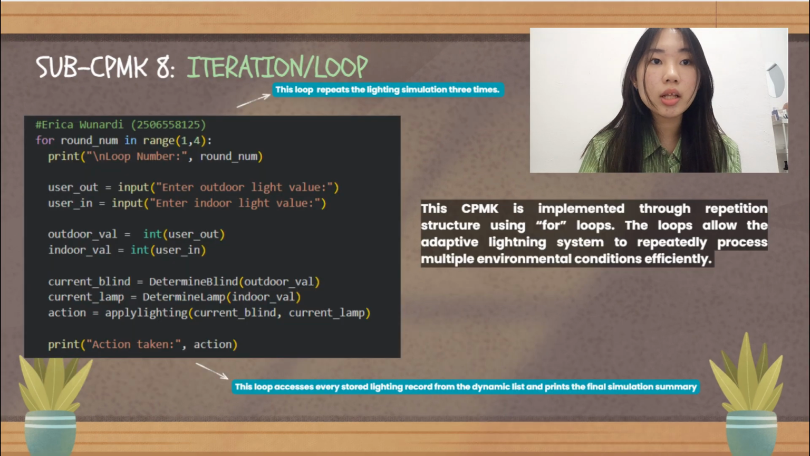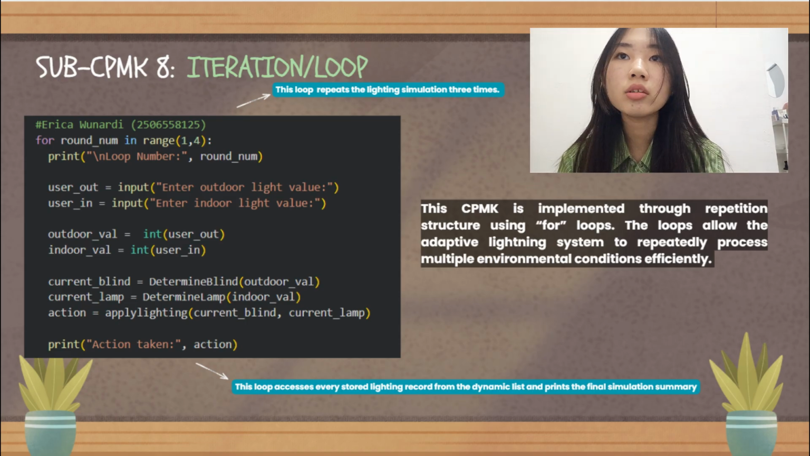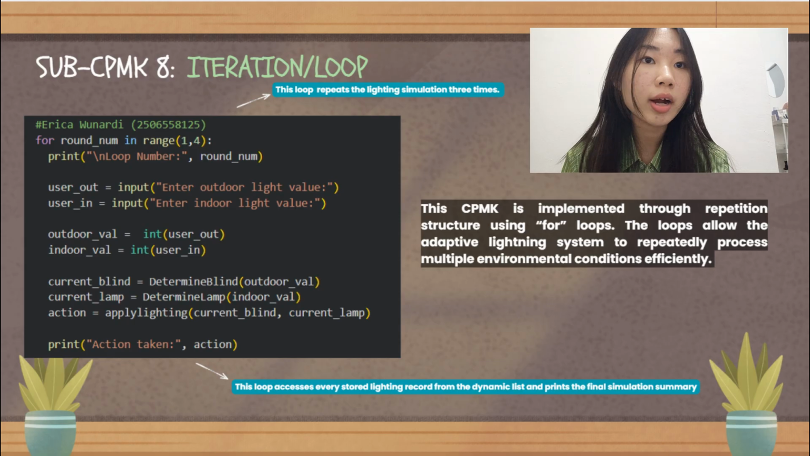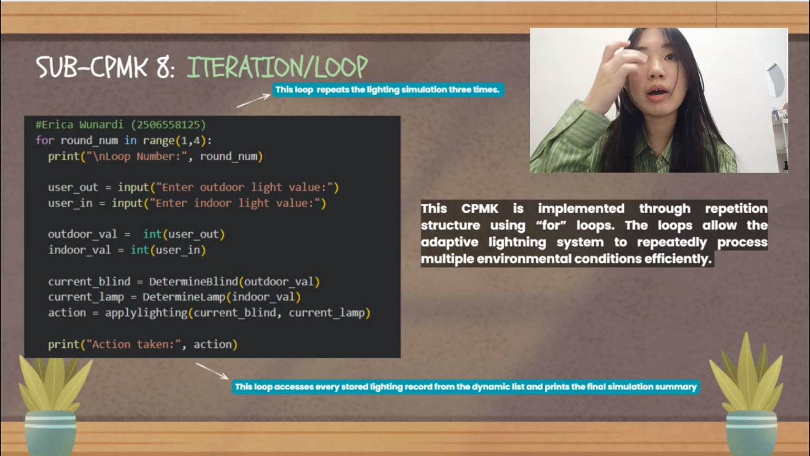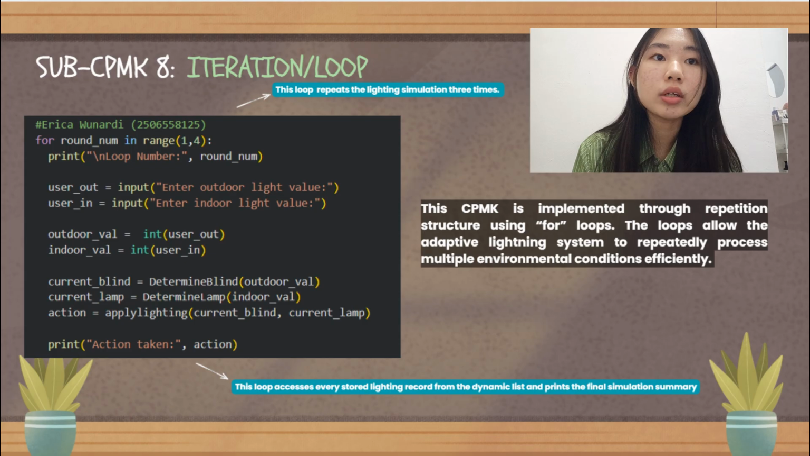Okay, so now I will explain how the loop code works. So first, we use for. For is used for looping or iterations, and then the round number. The round number is the number of rounds or loops, in range(1, 4). This range is used to tell that the loop will end before number 4. So that's why the loop runs 3 times.